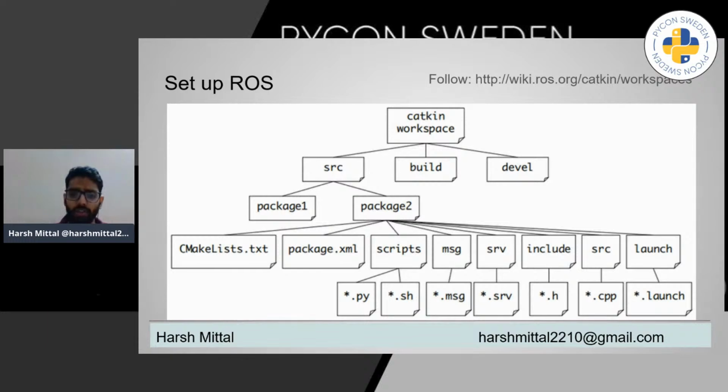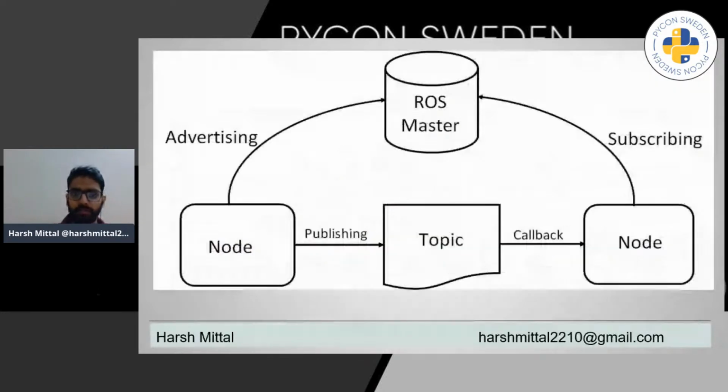So the launch folder contains a launch file, which will help you run multiple ROS nodes at once. So what exactly is this? I'll cover it in later slides. First, understand how ROS actually works in the background, right?